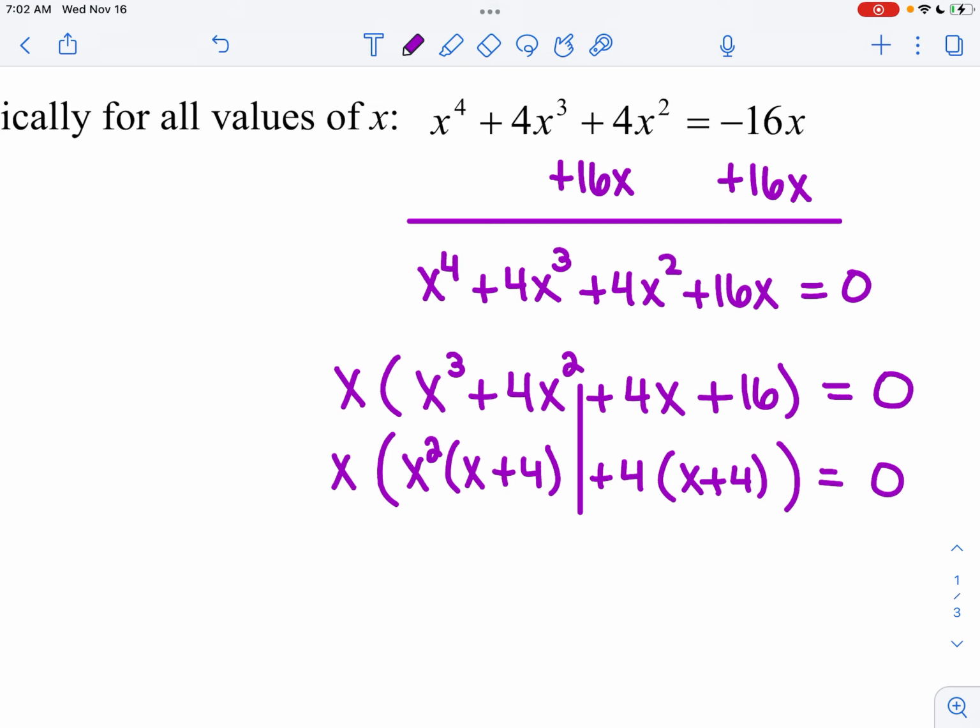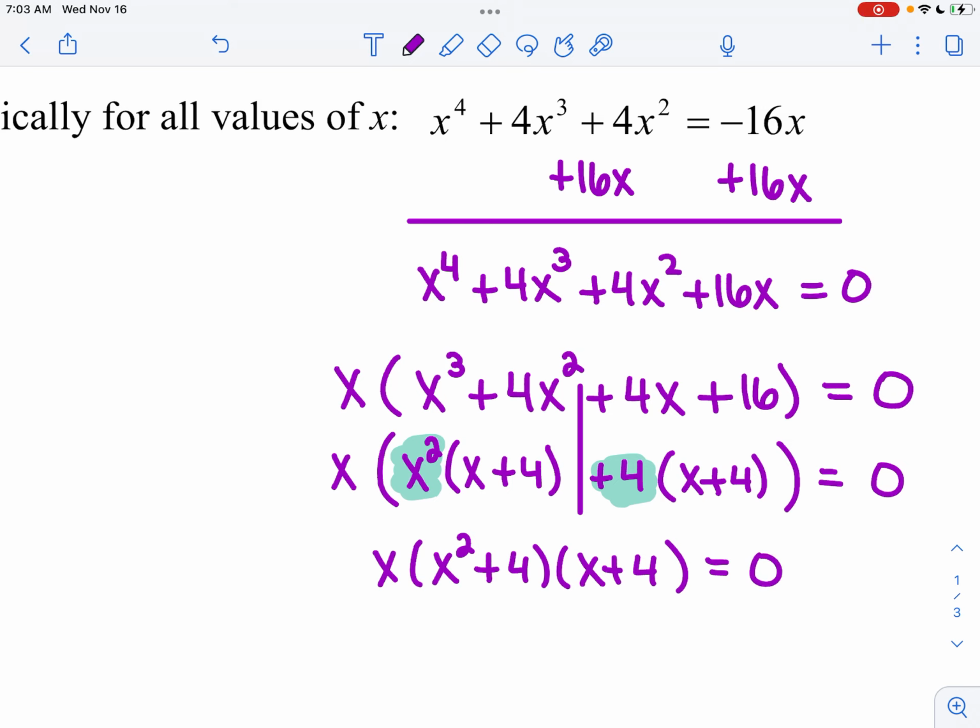Now I'm going to take my x squared and my 4, going to group them together. They're both together as a binomial, multiplying that common factor of x plus 4. And then I'm going to bring down my GCF factor of x and set this equal to 0.